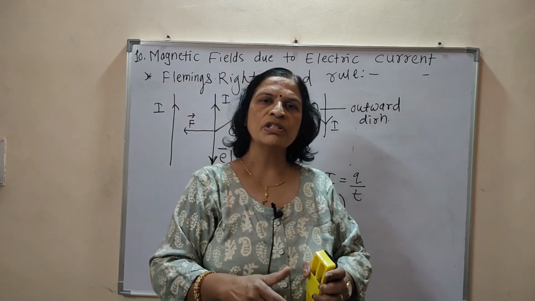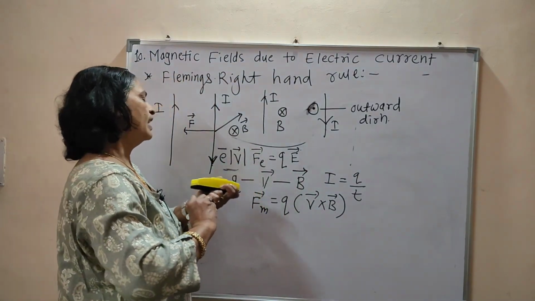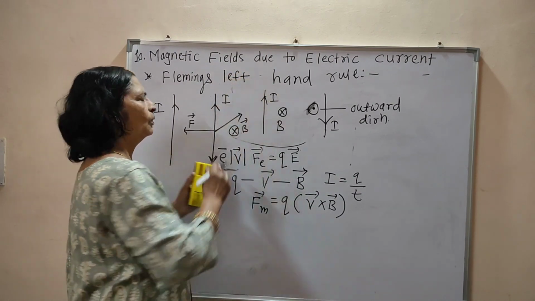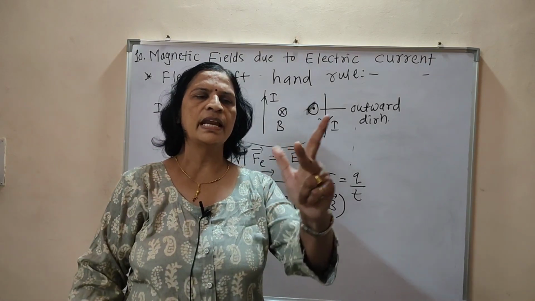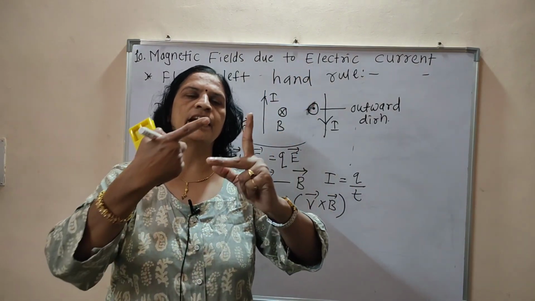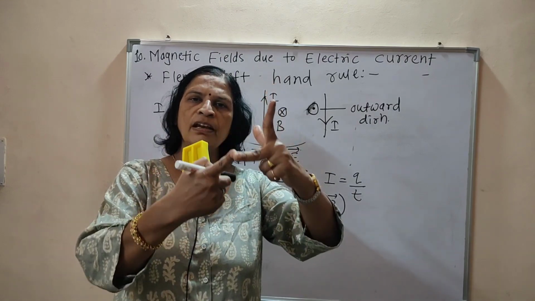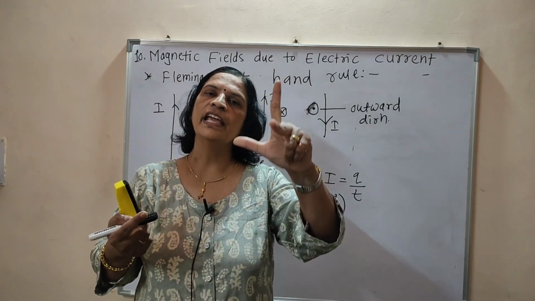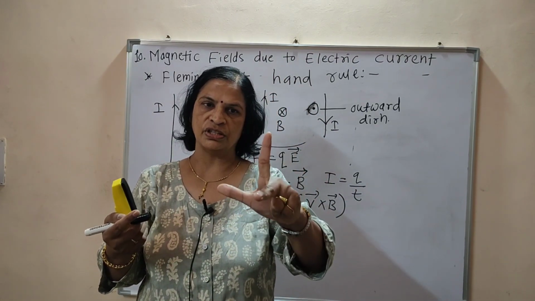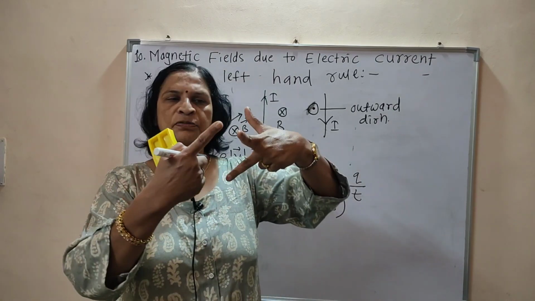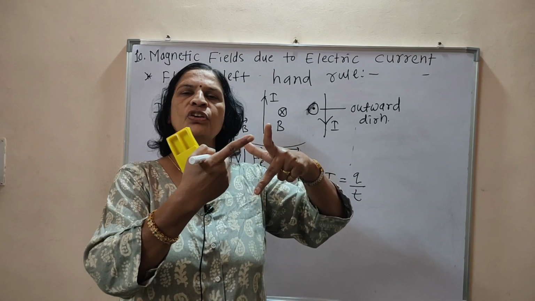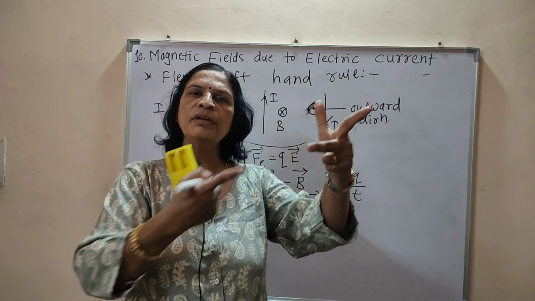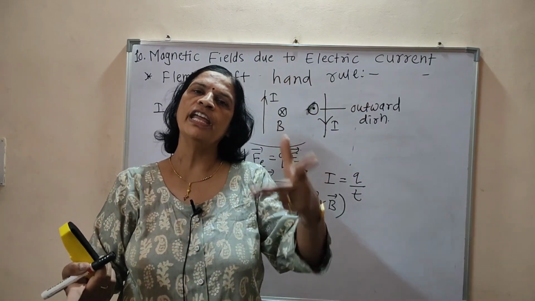Okay. Now we have to study Fleming's left hand rule. This is the left hand. Stretch the forefinger, middle finger and thumb of your left hand in such a way that they are mutually perpendicular to each other. Then the forefinger denotes the direction of magnetic field, the middle finger denotes the direction of current and the thumb denotes the force acting on a conductor.